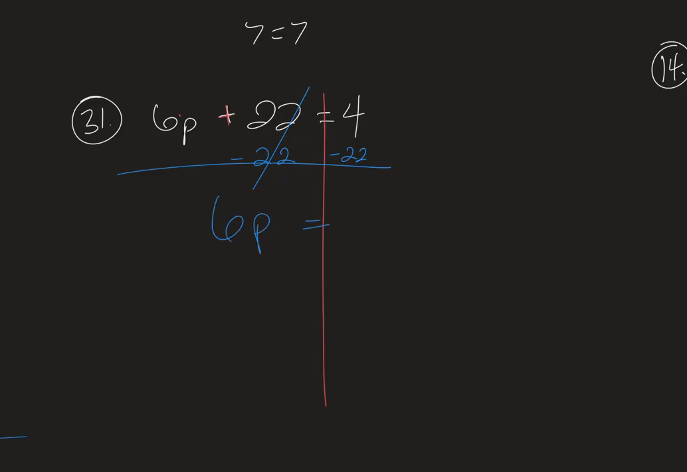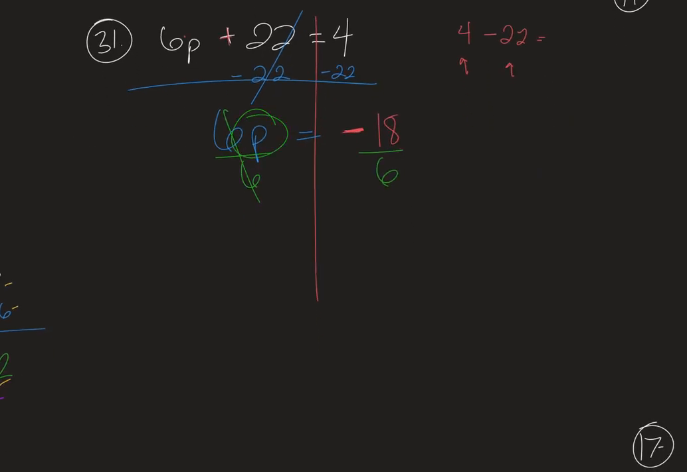6p equals, now, do you remember what we were a little afraid of maybe before? 4 minus 22. Well, your answer is going to be negative, because if you have $4 and you give away 22, you don't have enough to stay positive, right? Or if you're feeling positive 4 and then someone gives you 22 insults, you're definitely going to be feeling negative after that. How negative exactly? Negative 18. Okay. Divide by 6, we get that p equals negative 3.